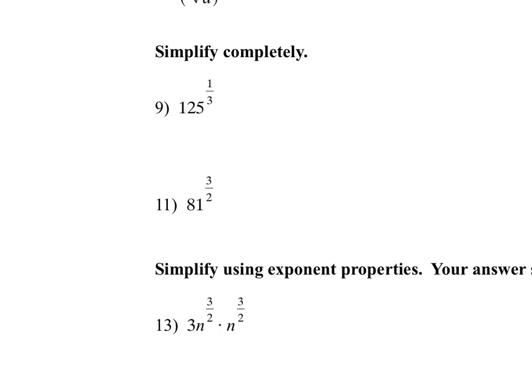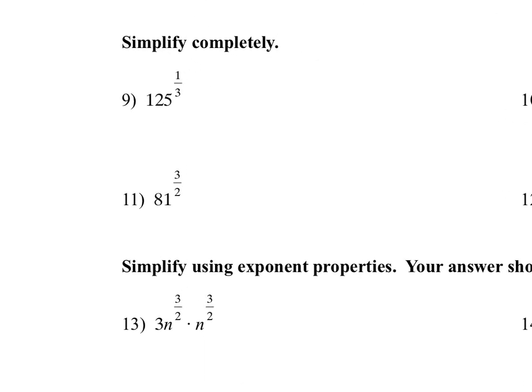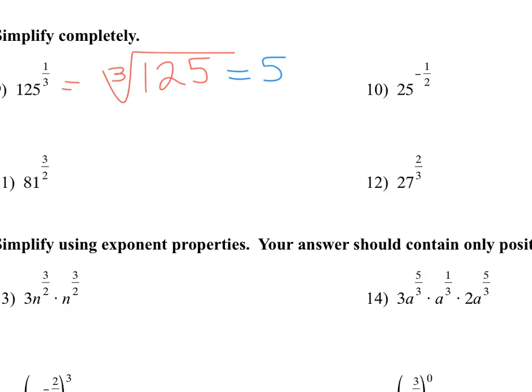I'm going to jump down to number 9 now. Here we have 125 to the third, to the 1/3 power. So some of us may like converting this to a radical first. The 3 becomes my index, the 1 becomes an exponent we don't need to write. And if I want to go ahead and simplify that, I need to figure out the cubed root of 125. What number times itself 3 times equals 125? And that is 5.